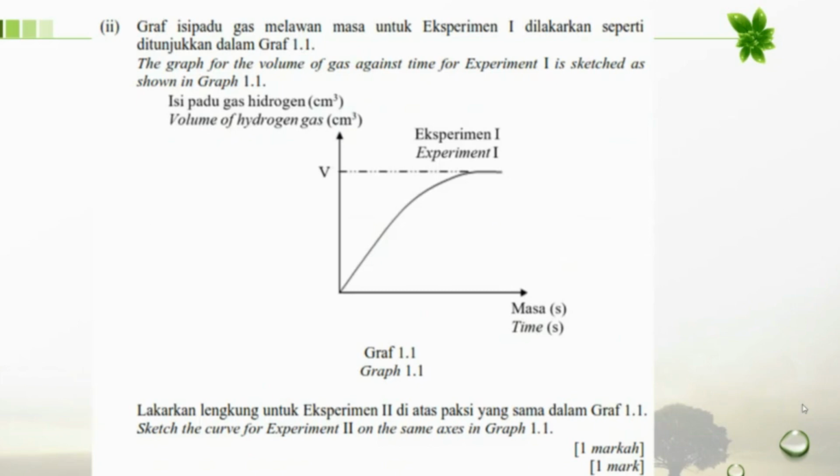Okay, next. Now the graph of the volume of gas against the time for experiment 1 is sketched as shown in the graph here. Now sketch the curve for experiment 2 on the same axis. Class, for experiment 2, we know it has a higher rate of reaction, right? So in other words, the gradient is steeper, but the volume is the same. So you can sketch it like this. This is a straight line now, and you need to label this experiment 2.